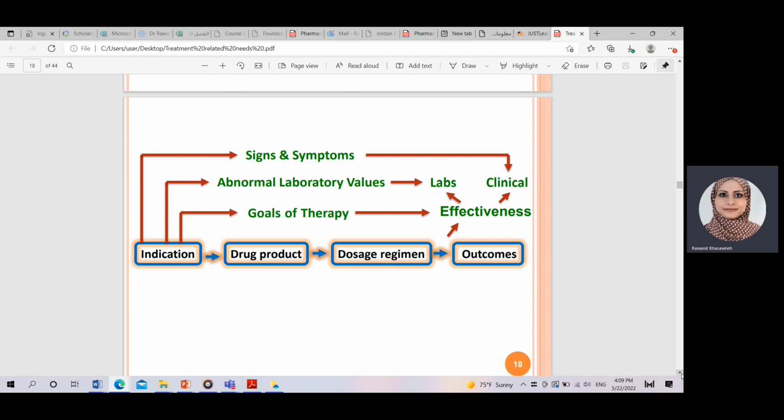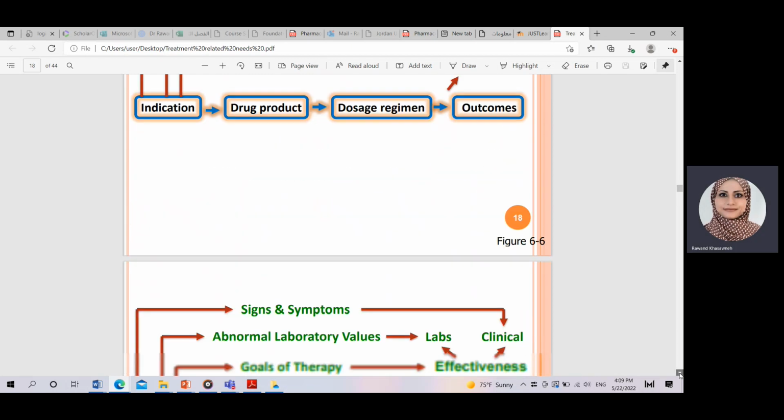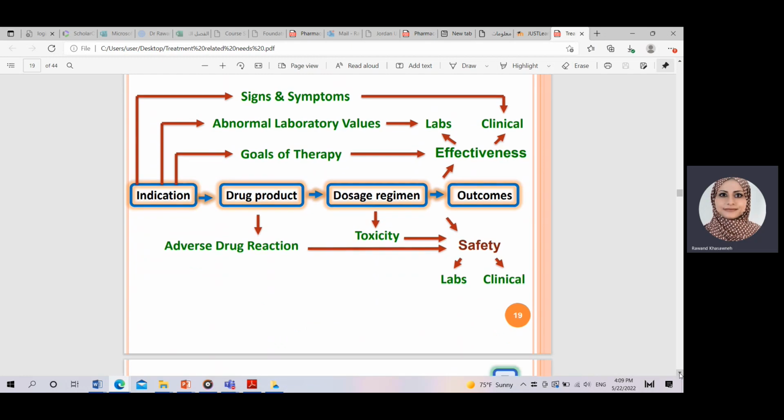Again, the evaluation of the effectiveness of a patient's drug therapy is based on improvement in the medical condition or the indication of the disease, or the initial signs and symptoms that the patient presents with to get the medical care. Okay, the process of evaluating the safety, which is represented in the next slide, requires the practitioner to make judgments about the negative reactions experienced by the patient that might have been caused by the drug product the patient is taking.